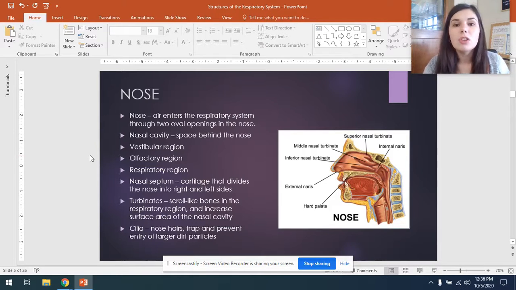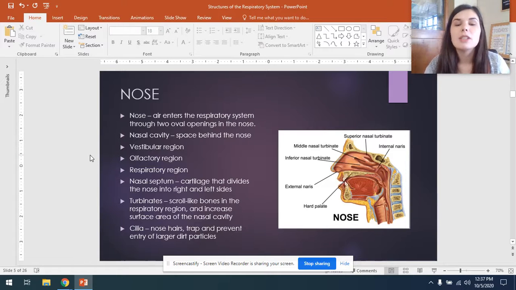And then within your nose, you have three different things called turbinates. Turbinates are scroll-like bones inside the respiratory region of the nose, and they help to increase the surface area of the nasal cavity. So you can look on the image on the screen and see those three different turbinates. You have your inferior nasal turbinate, your middle nasal turbinate, and your superior nasal turbinate.